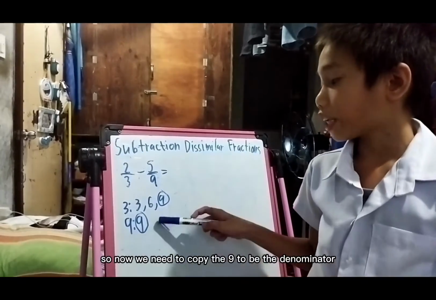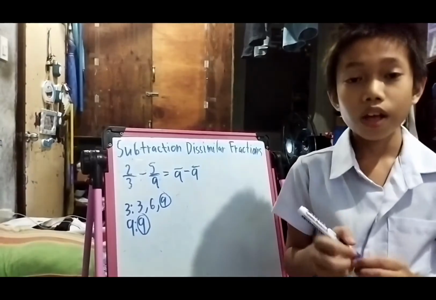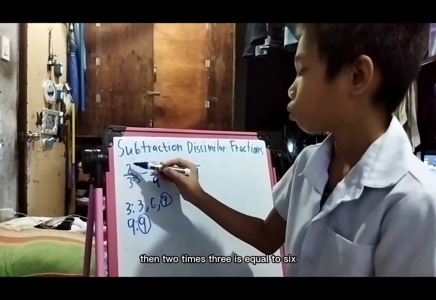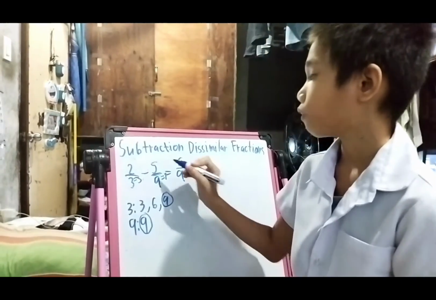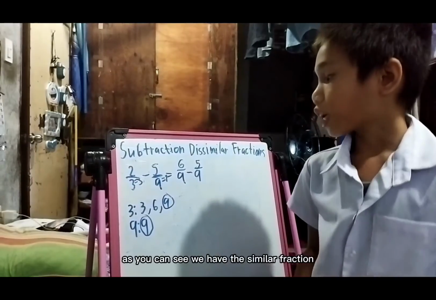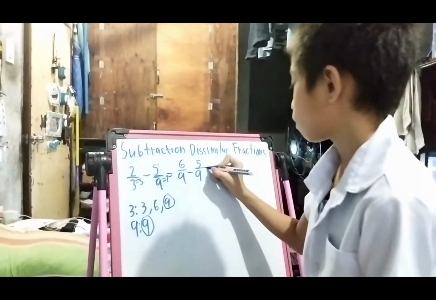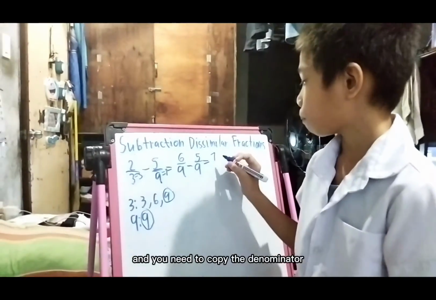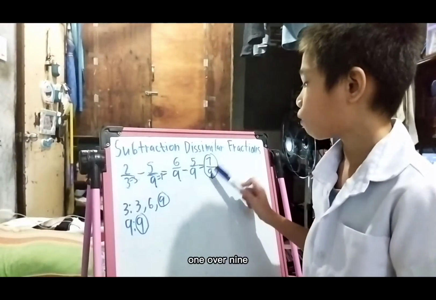So, now, we need to copy the 9 to be the denominator. So, 9 divided by 3 is equal to 3. Then, 2 times 3 is equal to 6. 9 divided by 9 is equal to 1. Then, 5 times 1 is equal to 5. So, now, as you can see, we have the similar fraction. We need to do the similar fraction rule. 6 minus 5 is equal to 1. And 9. And you need to copy the denominator, the 9. So, this is the final answer. 1 over 9.